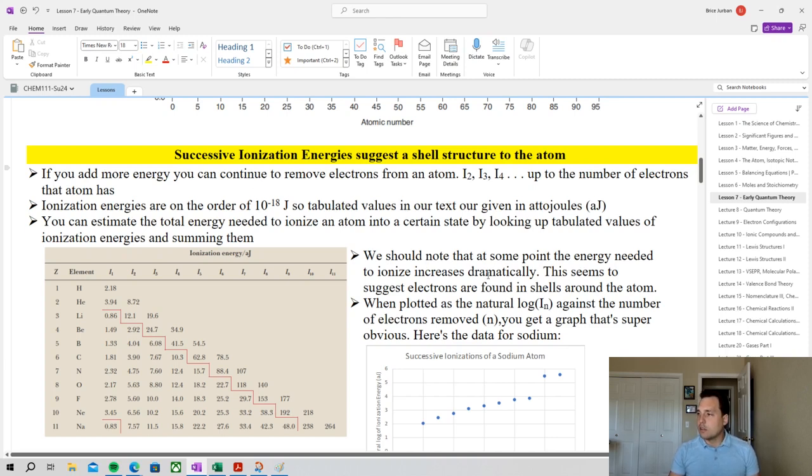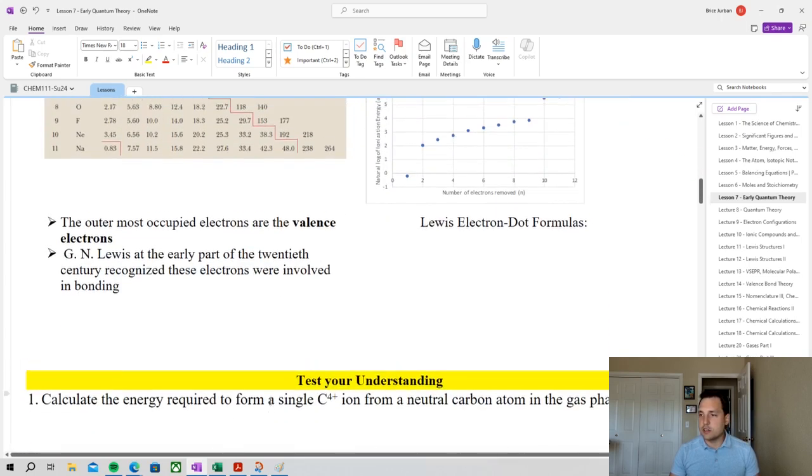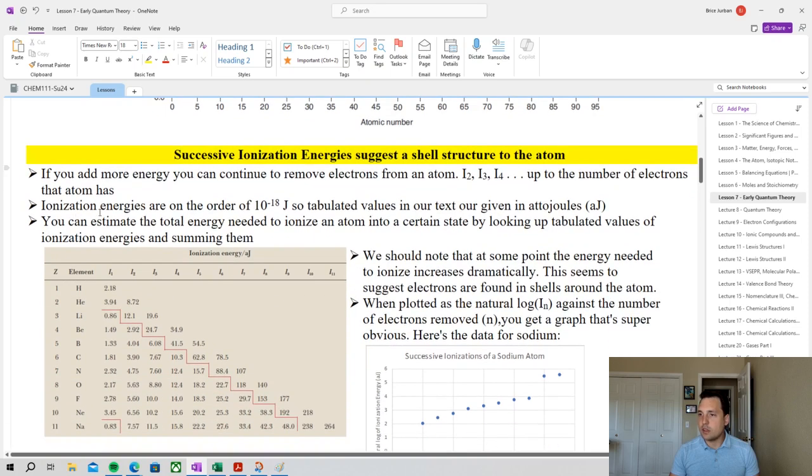So let's look at some of the other text I have written here. If we want to determine the total energy that's required to remove, say, 4 electrons from a specific atom like carbon, we can simply add the energy of each of these ionization energies to approximate what that total energy cost is. So these are summative energies. That's actually my first question down here. So let's get to that in a minute.